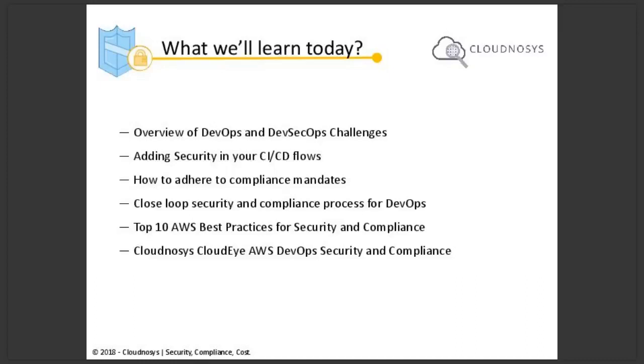And then we're going to talk about how we can adhere to compliance. So there are some specific things that you need to do for that. And then overall, discuss the closed loop security and compliance process for DevOps. And then we'll dive into the top 10 AWS best practices for security and compliance. Faisal is going to cover those. And again, those are technical controls that are relevant for both security and compliance process. And then just a short 3-4 minute overview of our platform at the very tail end.